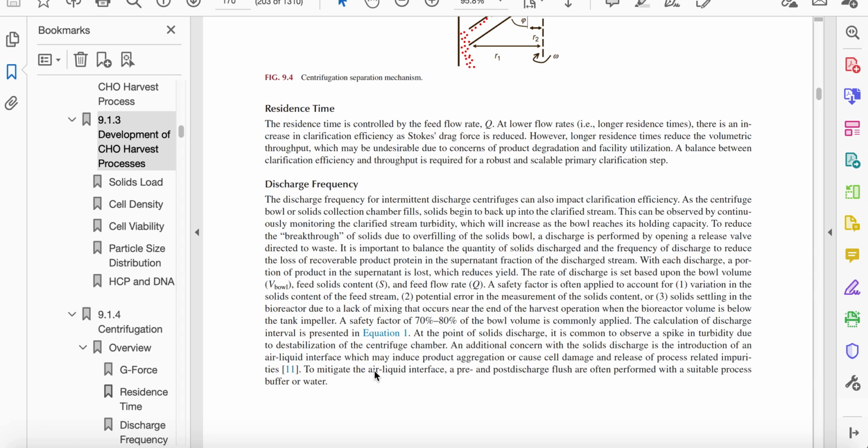At the point of solid discharge, it is common to observe a spike in turbidity due to destabilization of the centrifuge chamber. An additional concern with the solid discharge is the introduction of an air-liquid interface, which may induce product aggregation or cause cell damage and release of process-related impurities. To mitigate the air-liquid interface, a pre- and post-discharge flush are often performed with a soluble process buffer or water.